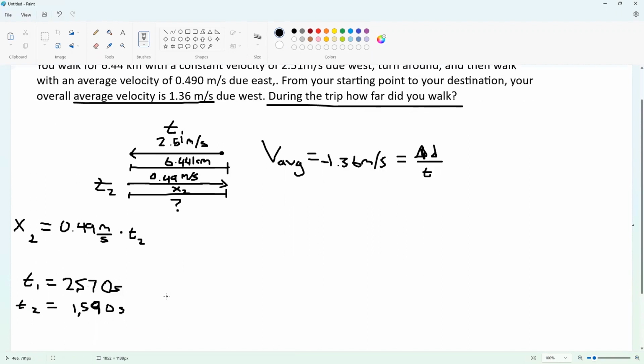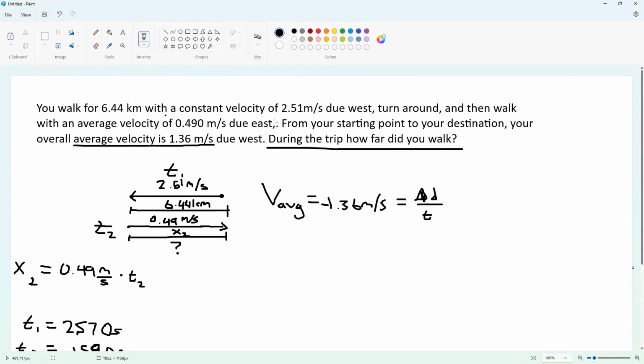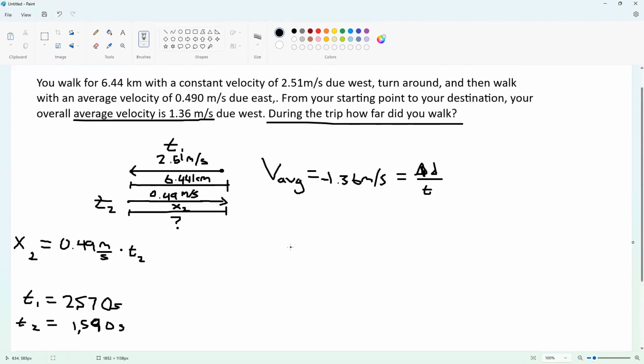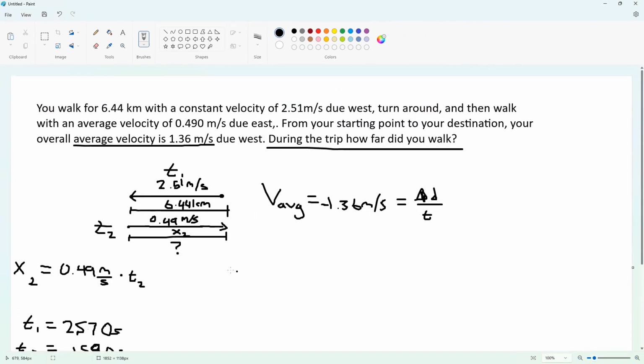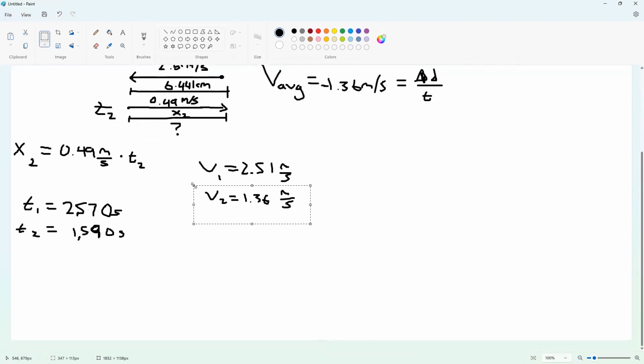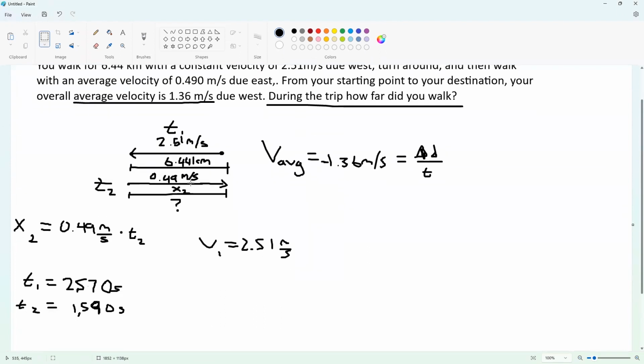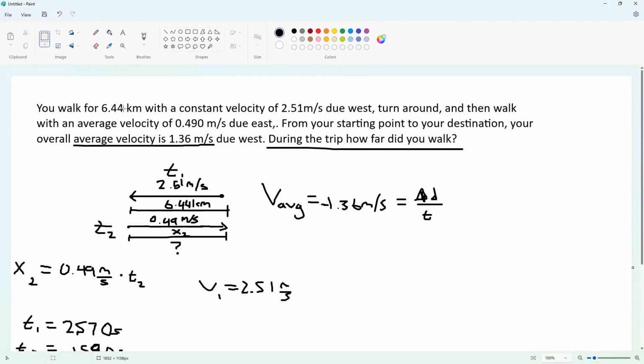Let's see. Okay, so we are looking for how far did we walk. So what information do we have? Do we have velocity? We do have velocity the first time. Velocity 1 is equal to 2.51 meters per second. Velocity 2 is equal to 1.36 meters per second. I need to write down the direction too. West, this is incorrect. That is correct.